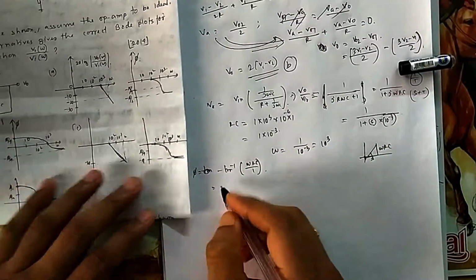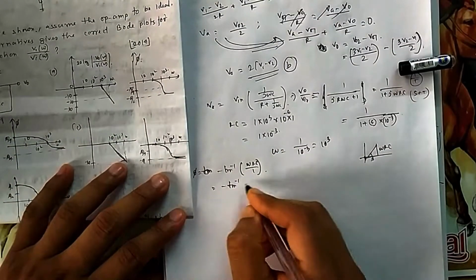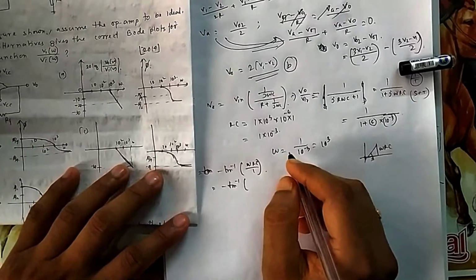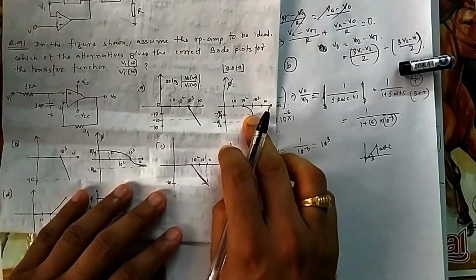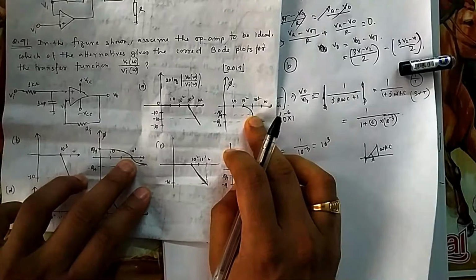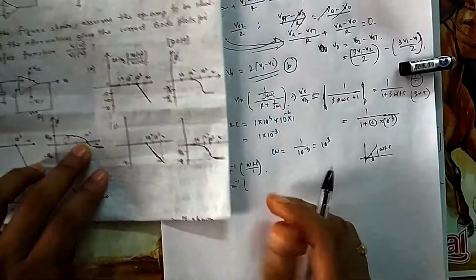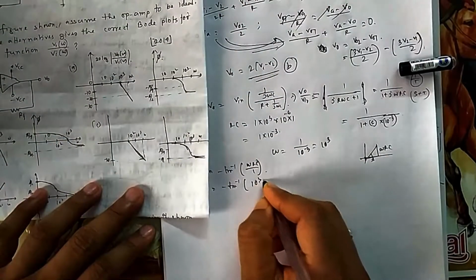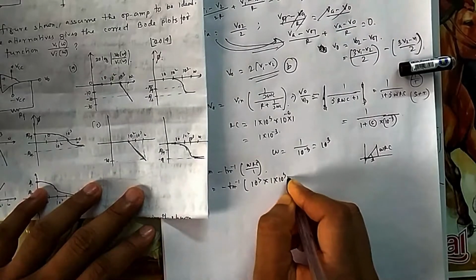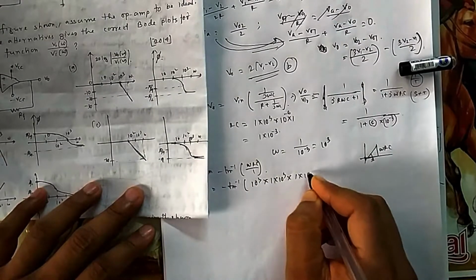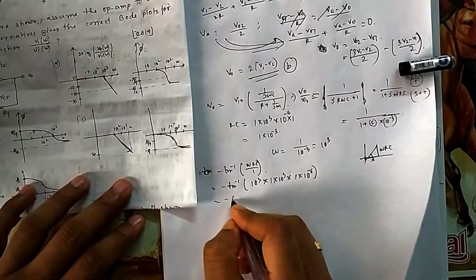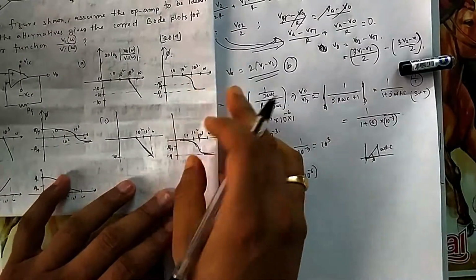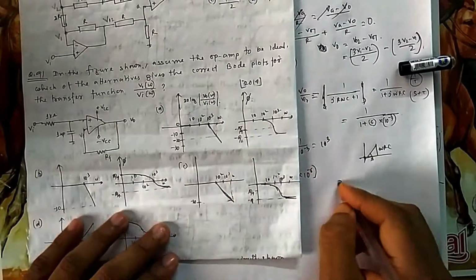So if you put minus tan inverse, suppose I am checking at omega equal to 10 to the power 3, because at 10 to the power 3 the phase is at pi by 4. So you can differentiate between these two, which one will be the answer. 10 cube into R, which is 1 into 10 to the power 3, and C is 10 to the power minus 6. So it will be 1, that is minus pi by 4. So at 10 cube it should be minus pi by 4. So you can see only option A is satisfied.